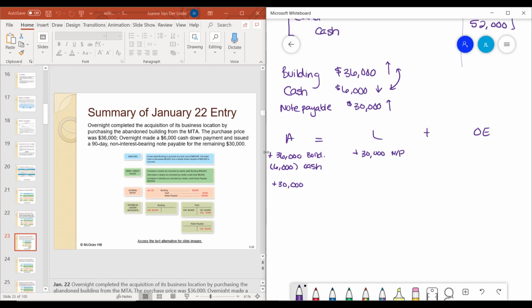So let's journalize this. So you have the building account. It's going up by $36,000. It's an asset. Assets are increased with debits. What's happening to cash? Cash is going down by $6,000. Cash, or any asset, is decreased with a credit. And then lastly, our note payable, that one's going up by $30,000. And since it's a liability, how do liabilities increase? They also increase with a credit like owner's equity does.